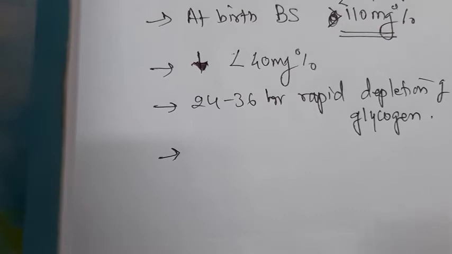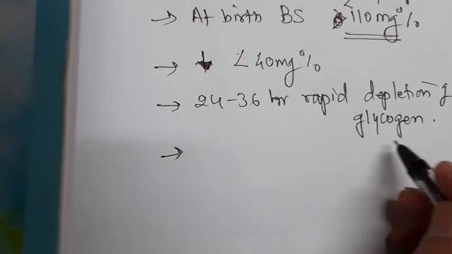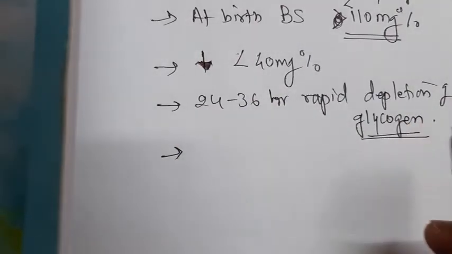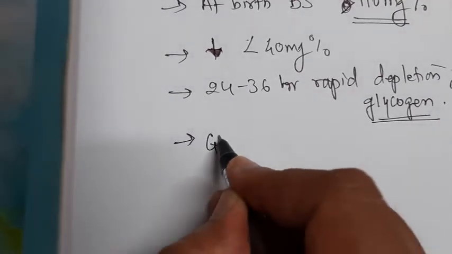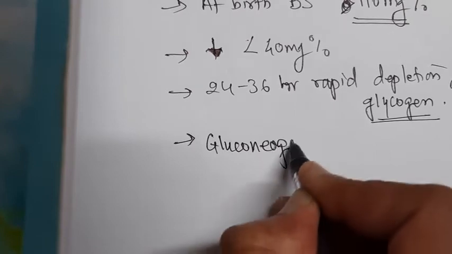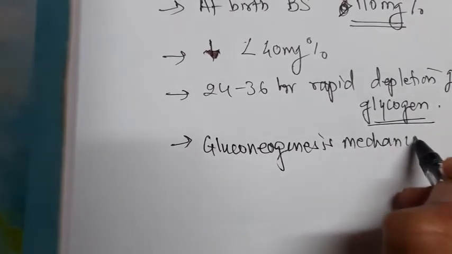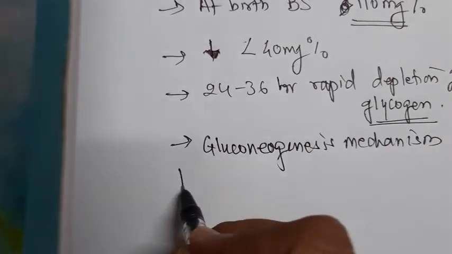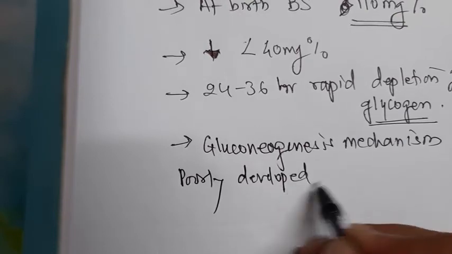Okay, so one more important mechanism because of which there is hypoglycemia, or glucose level comes down in case of baby pig, is the gluconeogenesis mechanism. The gluconeogenesis mechanism is poorly developed in baby pig.